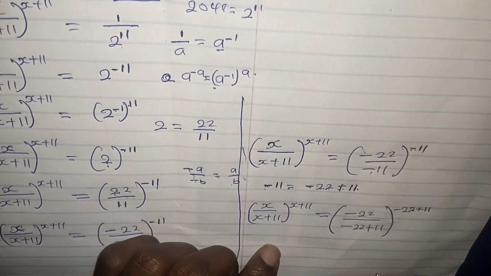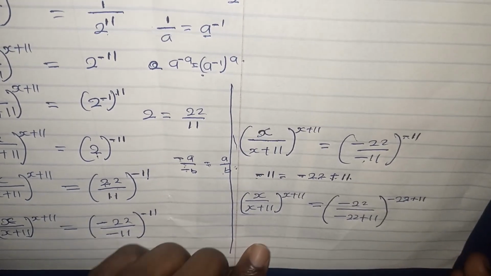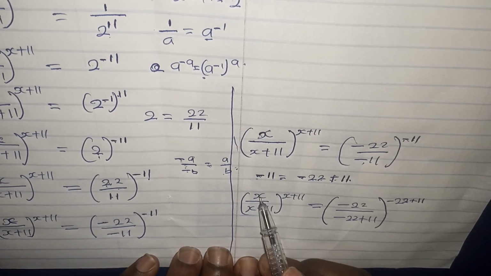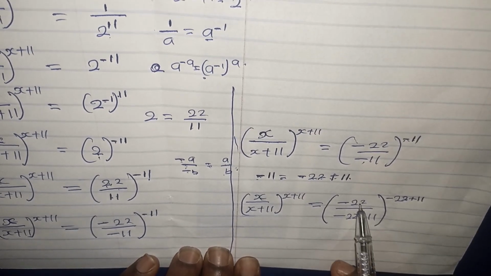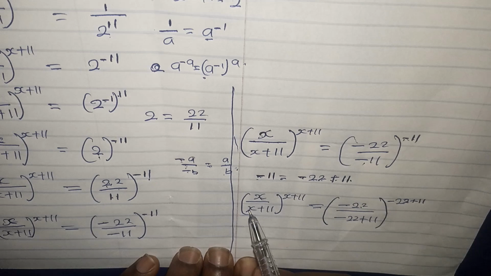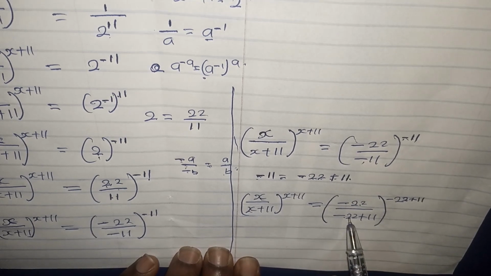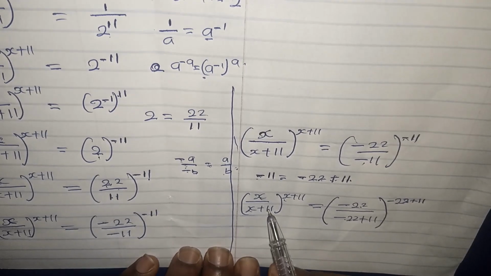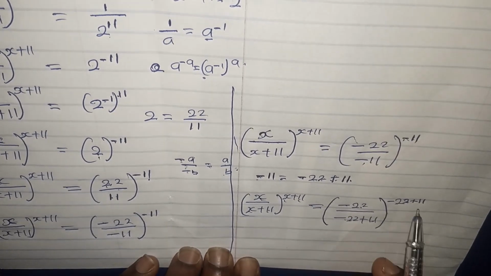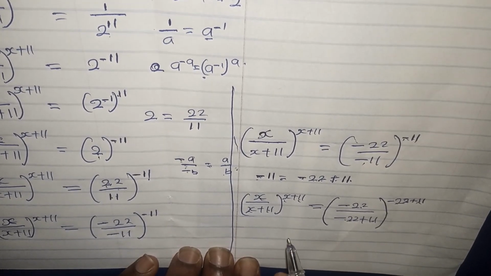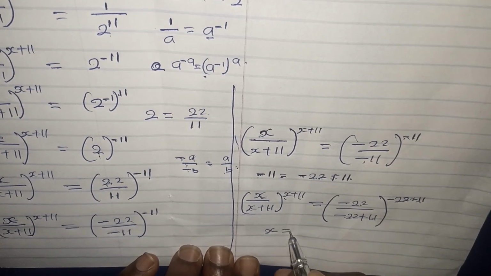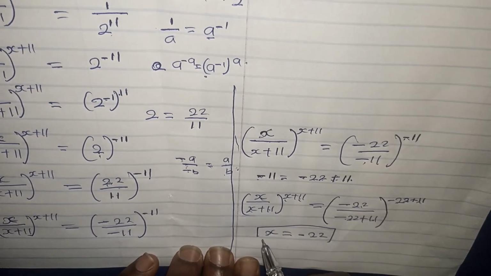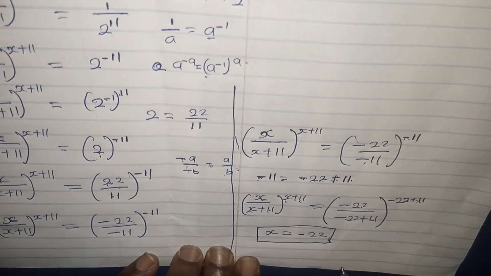So you can see from here by comparison that we're having x here and our x is negative 22. We're having x here and our x is negative 22. And we're having x as a power number and it's also negative 22, and this is 11, this is 11, this is 11, and this is 11. So by comparison, our x is equal to negative 22. So this is the value for x.